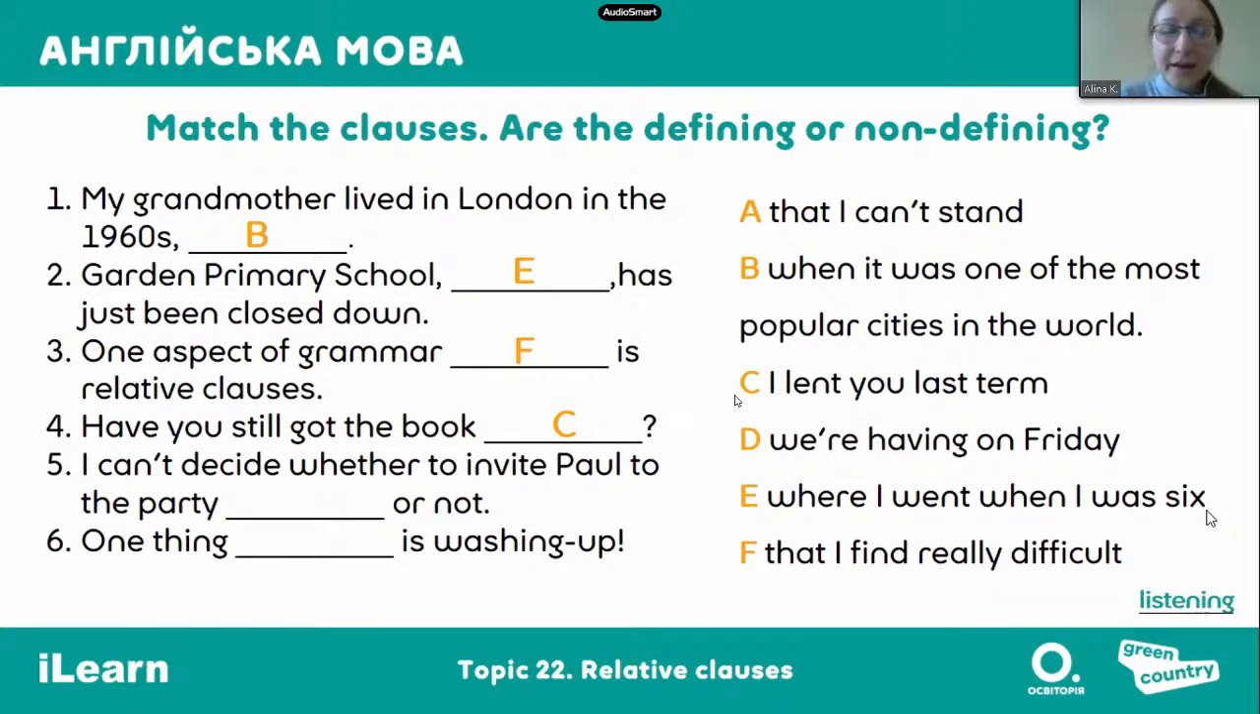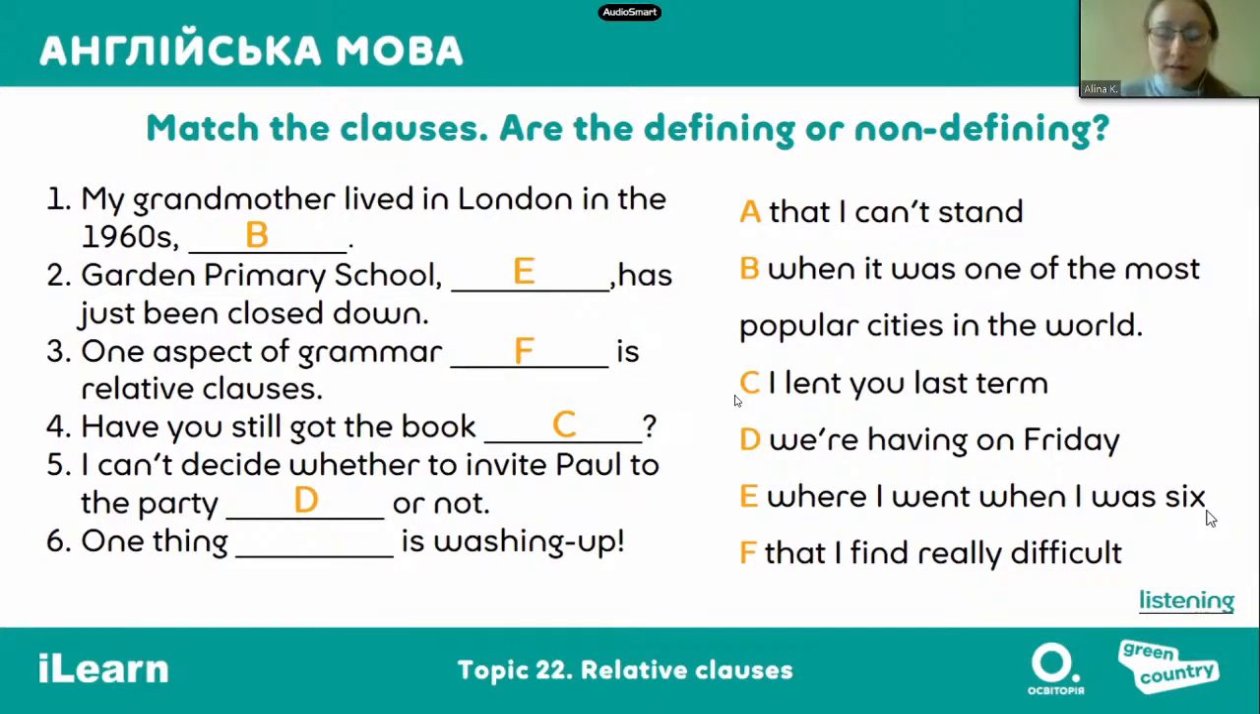Number 5. I can't decide whether to invite Paul to the party, gap or not. That's D. We're having on Friday. Okay, again, yes, you see that a relative pronoun is omitted in this example. Його просто тут упустили, and that also might be which or that.